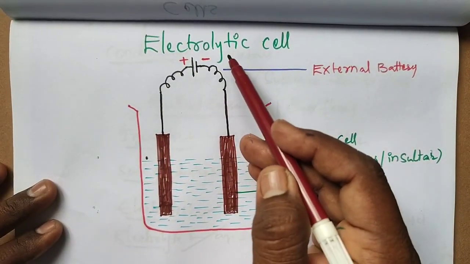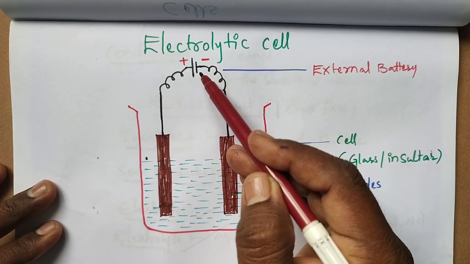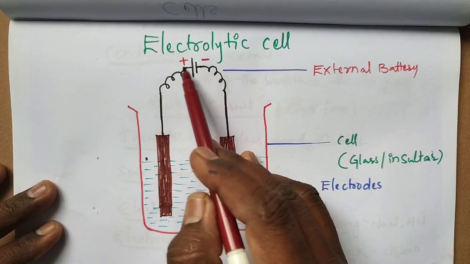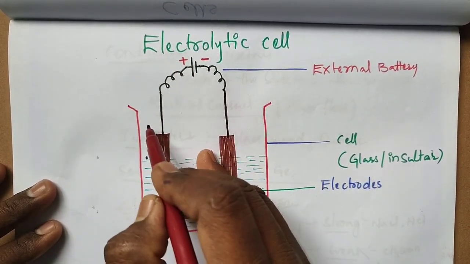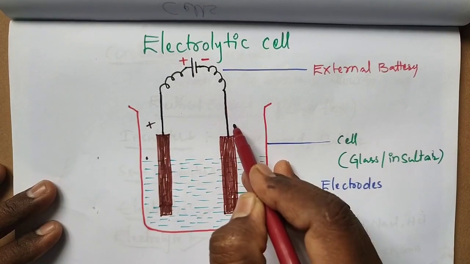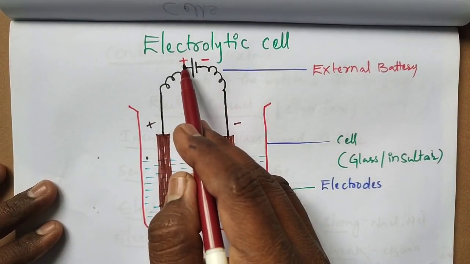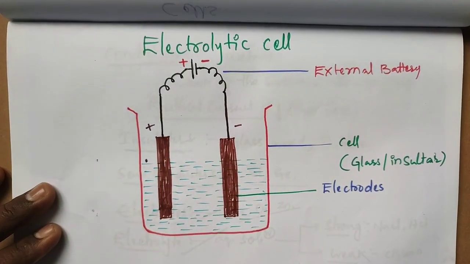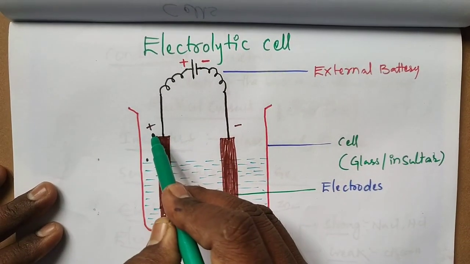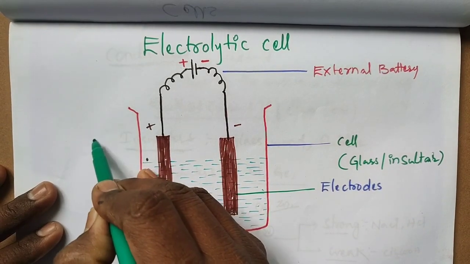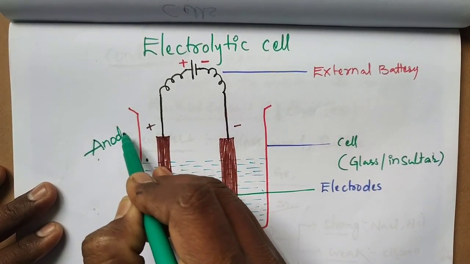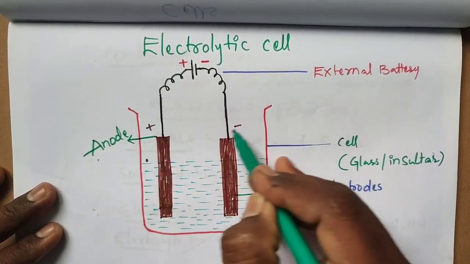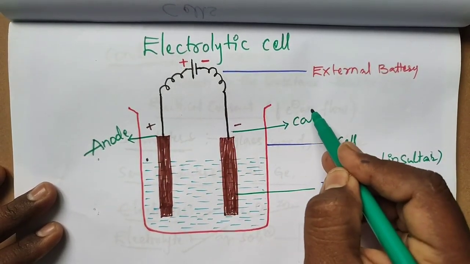By applying electrical energy to this, one terminal of the battery is positive and the other is negative. This is plus and this is minus. By the presence of the positive charge of the battery, this electrode also becomes positively charged, so we call it the anode, and this is the cathode.